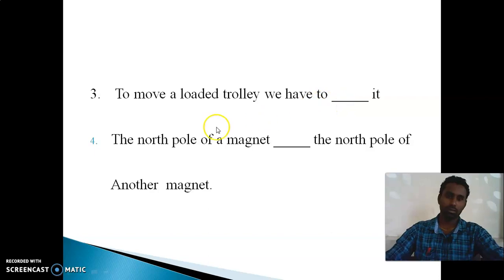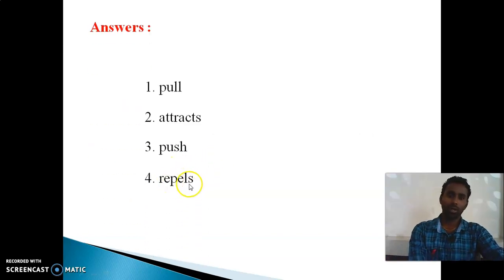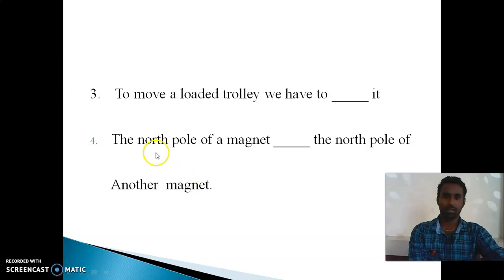Next one, the north pole of a magnet dash the north pole of another magnet. So repels. The answer is repels.